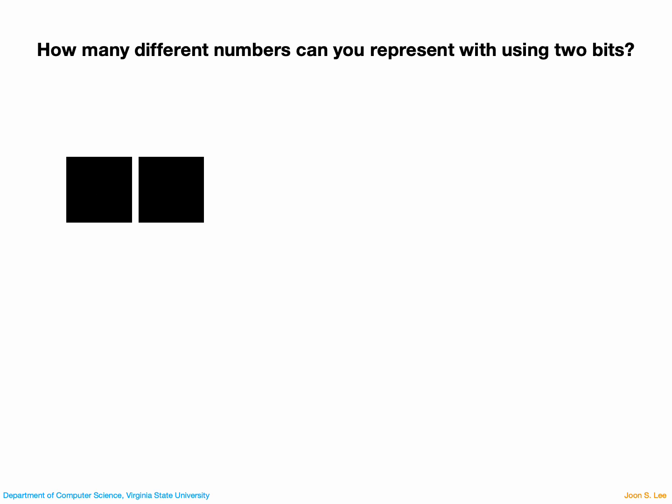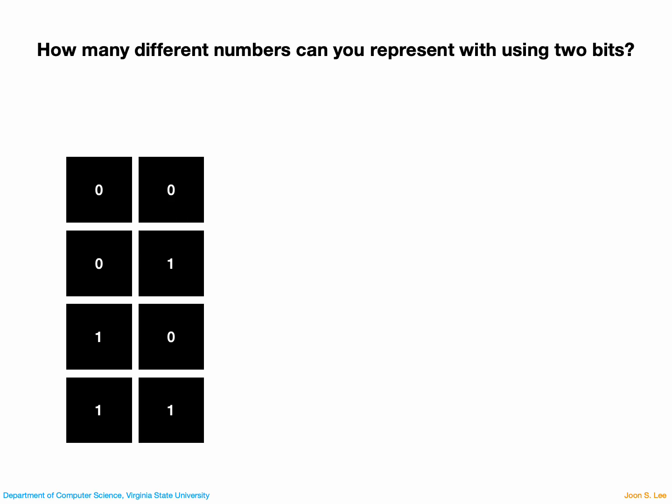Now let's extend the idea. What if we use two bits instead of just one? Each bit can take on two possible values: 0 or 1. So with two bits, we can form combinations: 00, 01, 10, 11. That gives us four different numbers we can represent with two bits.